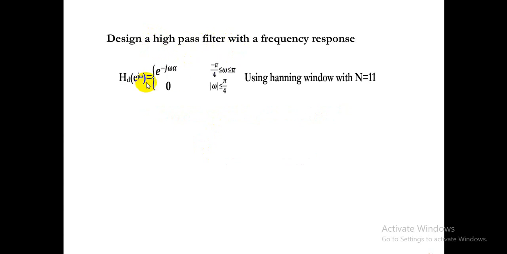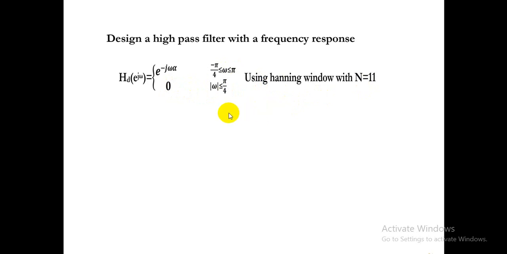Design a high pass filter with a frequency response of Hd(e^jω) = e^(-jωα), where ω lies in the range of -π/4 to +π, and it is 0 elsewhere, using Hanning window with N equal to 11. Now we will see how to solve this problem.